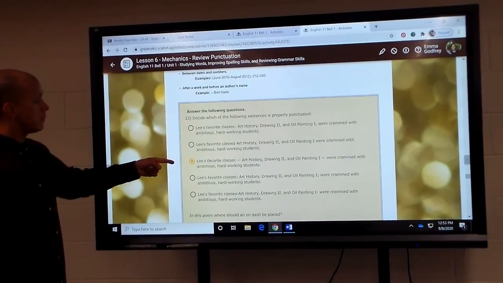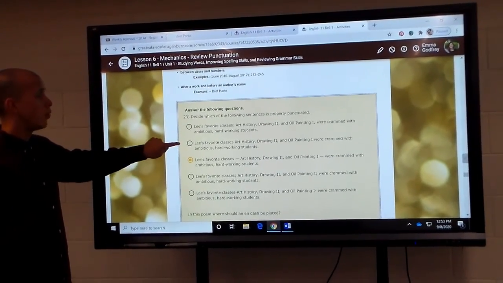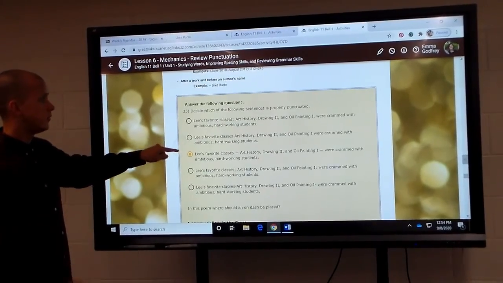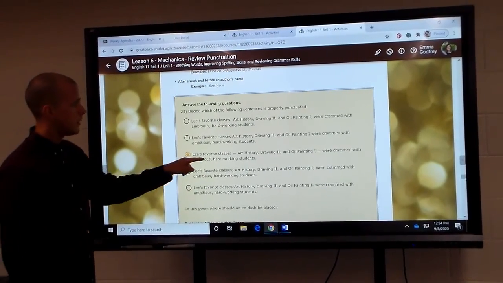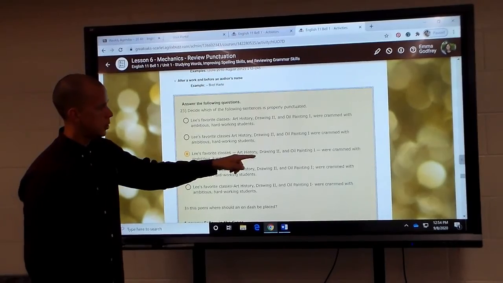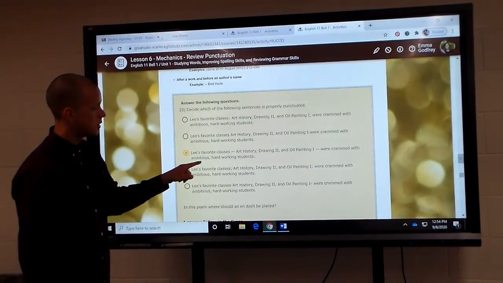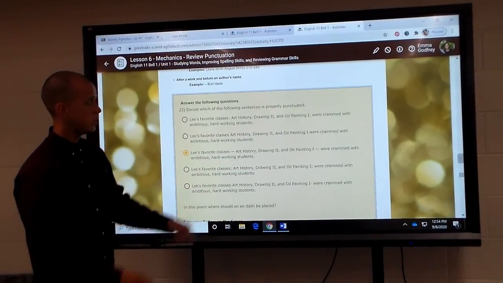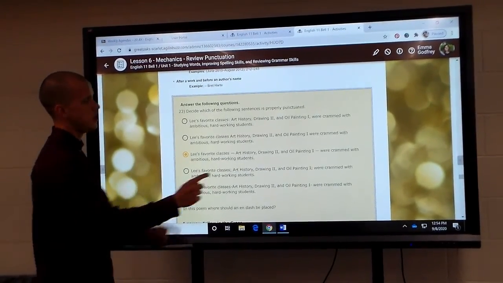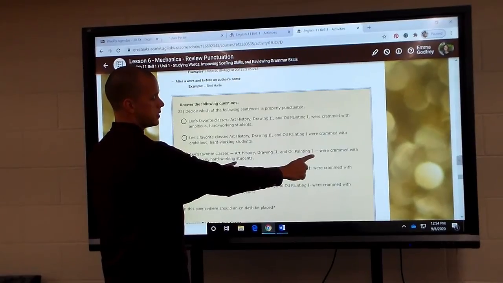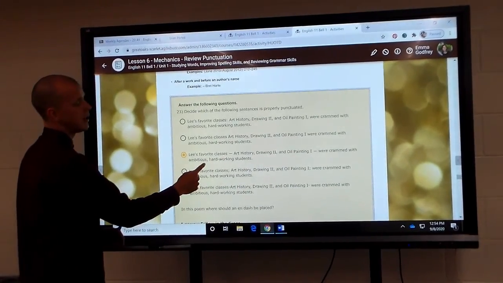And for this example, this is your freebie, we'll break down the two different rules. So if your sentence reads, Lee's favorite classes, art history, drawing 2, and oil painting 1, were crammed with ambitious, hardworking students. You're really considering two things. Do I have the right types of dashes? And should there be a comma there?